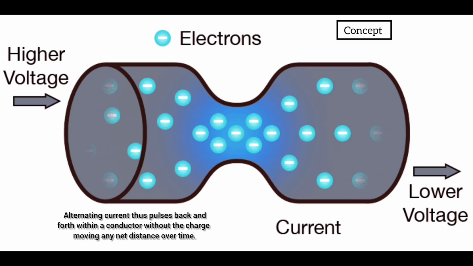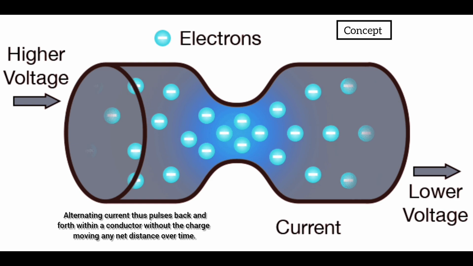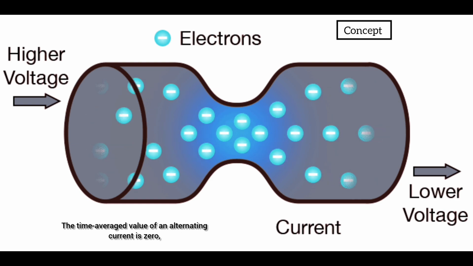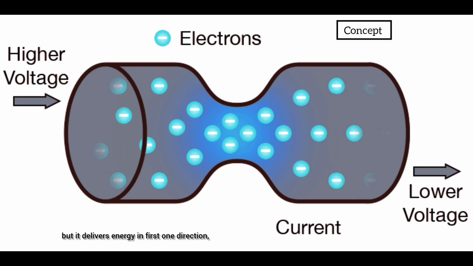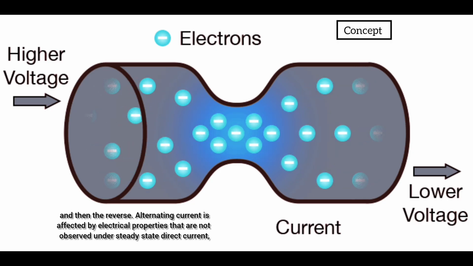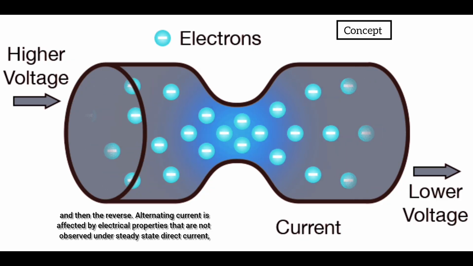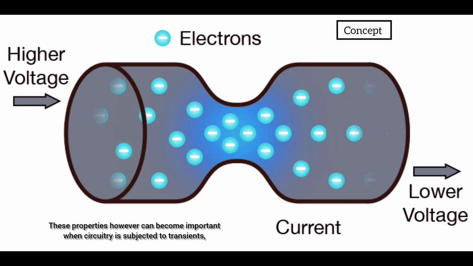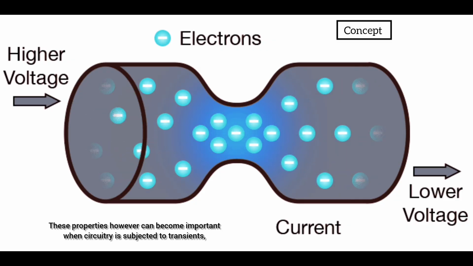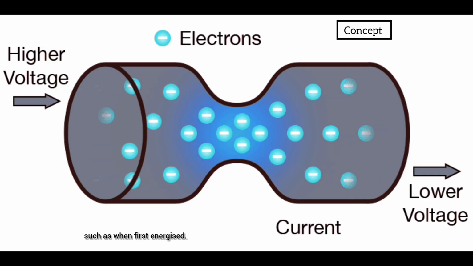Alternating current thus pulses back and forth within a conductor, without the charge moving any net distance over time. The time-averaged value of an alternating current is 0, but it delivers energy in first one direction, and then the reverse. Alternating current is affected by electrical properties that are not observed under steady-state direct current, such as inductance and capacitance. These properties, however, can become important when circuitry is subjected to transients, such as when first energized.